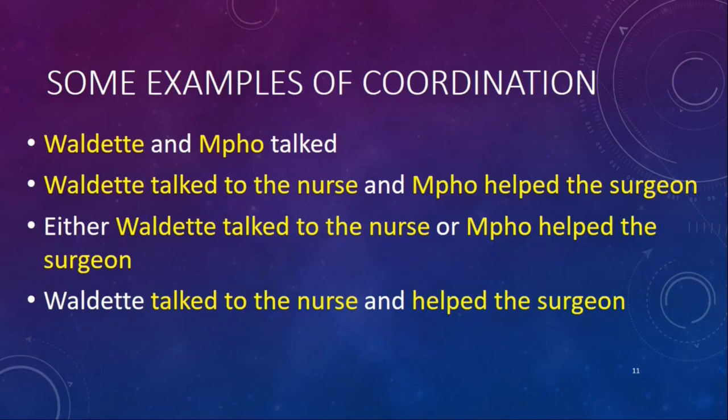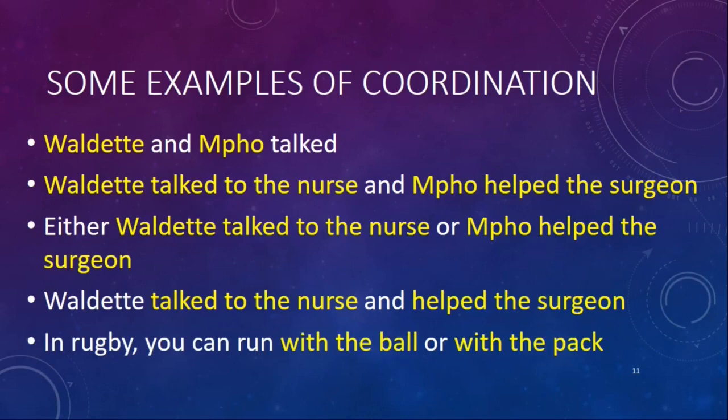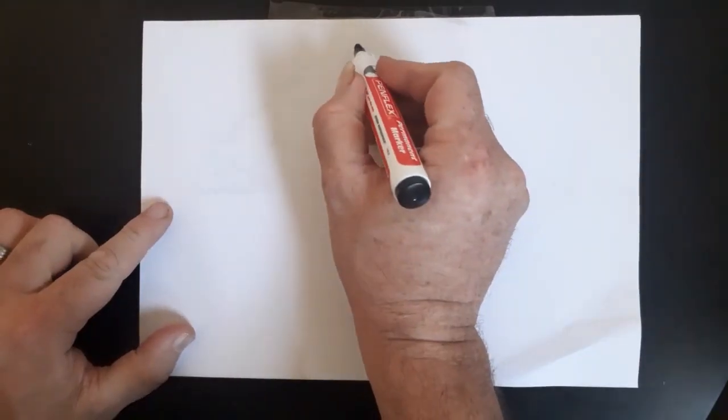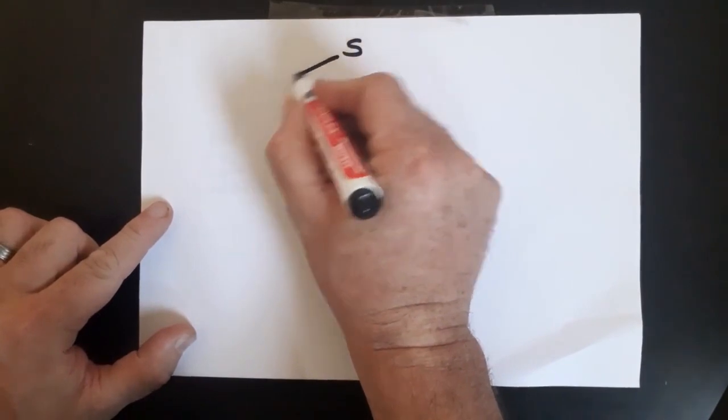The answer is, it's clearly Voldet who talked to the nurse, and it's also Voldet who helped the surgeon. So in this example, what we have is a coordinated verb phrase. In rugby, you can run with the ball or with the pack. In this instance, the coordinator "or" coordinates two prepositional phrases, with the ball, with the pack. Let's try it out for ourselves.